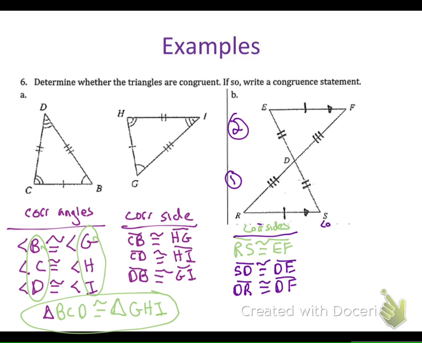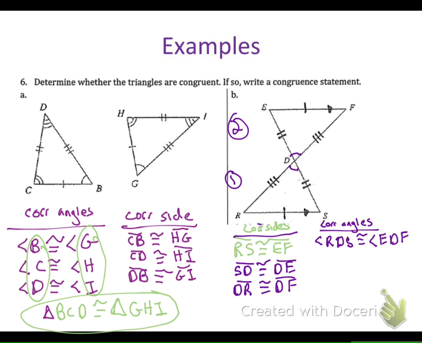So corresponding angles. I see that I have angle RDS, which is congruent to angle EDF. So D's in the middle because that's the angle I'm interested in. Now I have to see the relationship between these other angles.